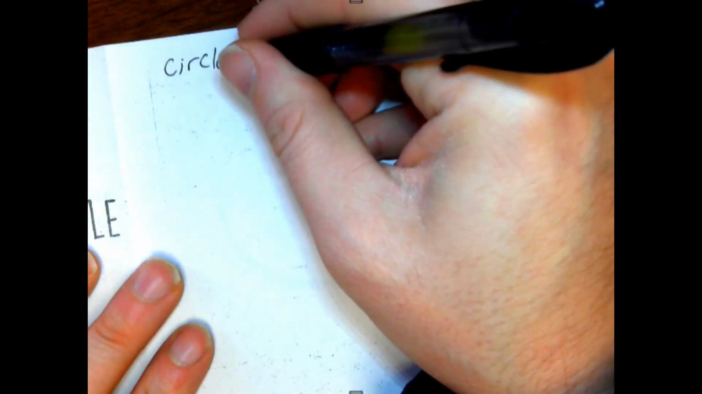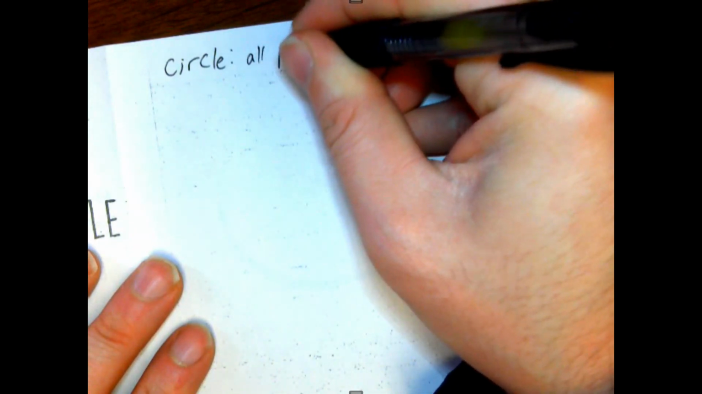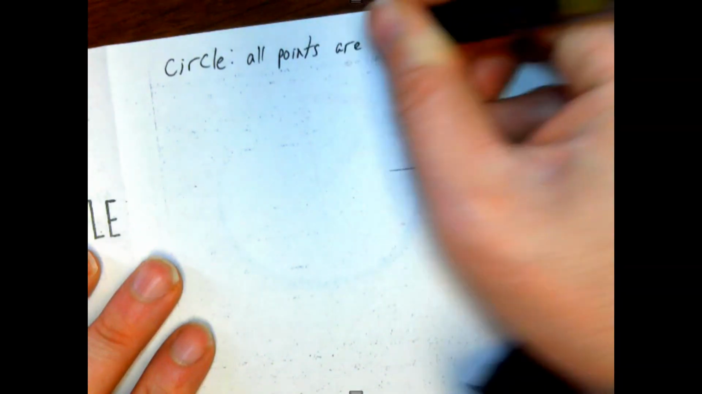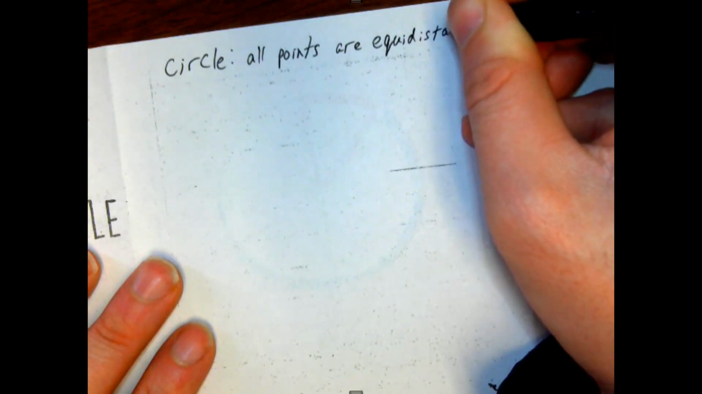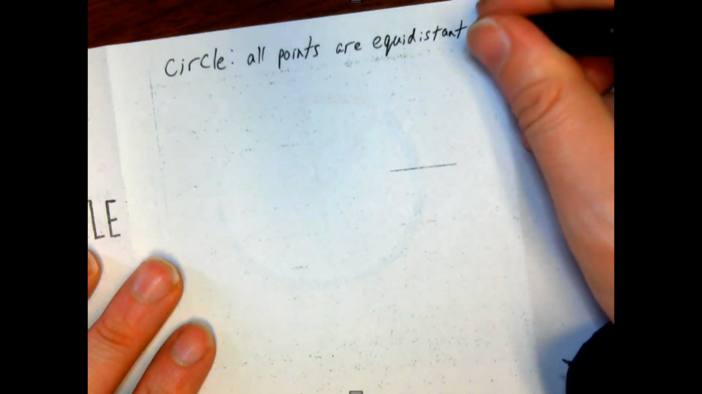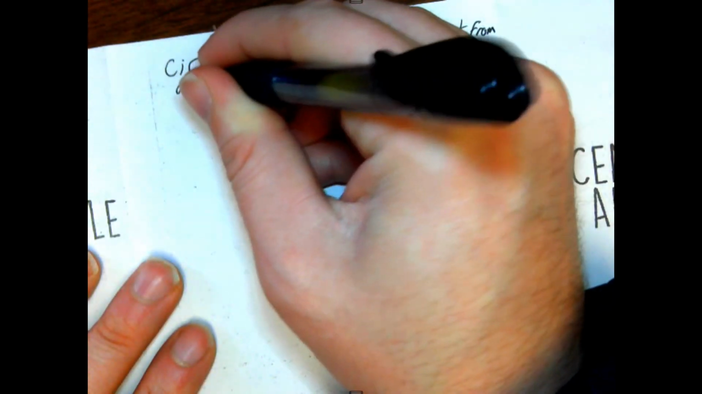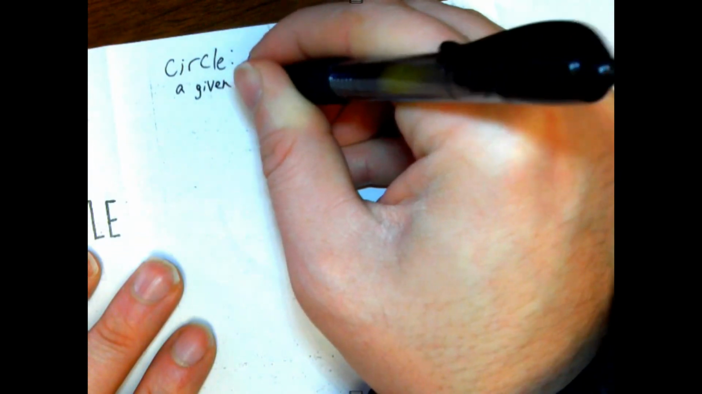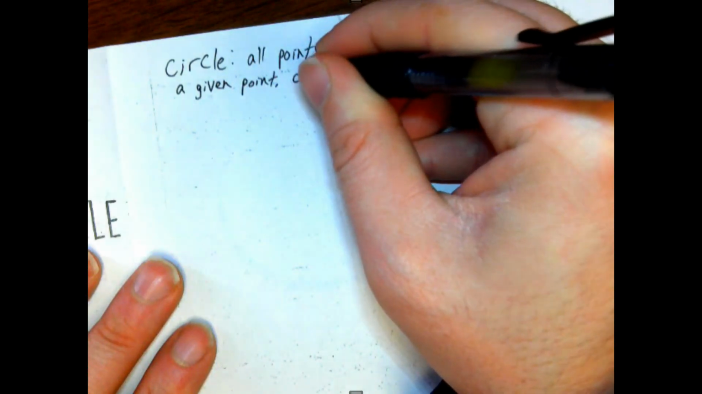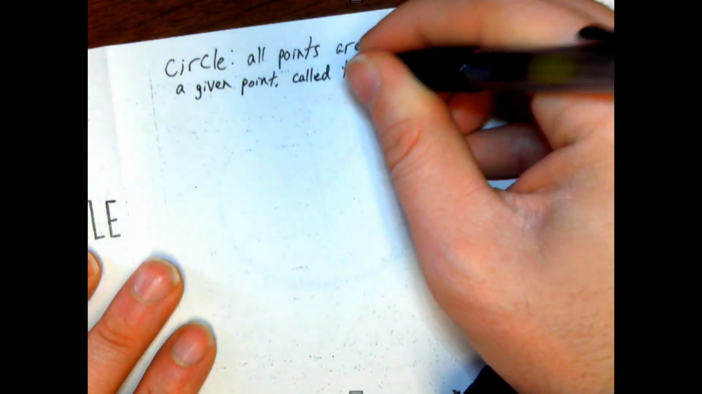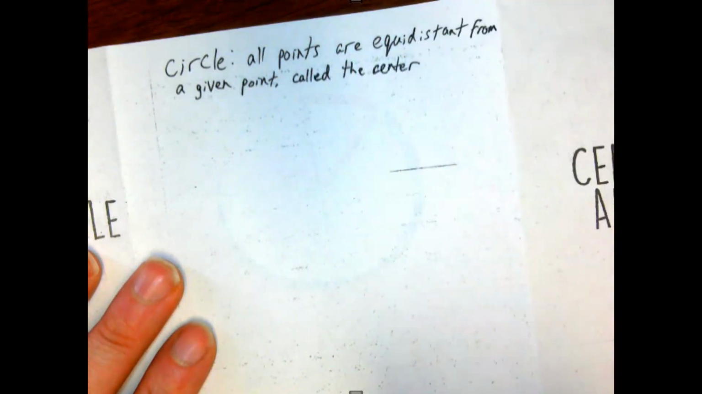A circle is a shape where all points are equidistant, so same distance, from a given point called the center. So all the way around the edge of the circle, every point is the same distance away from the center.